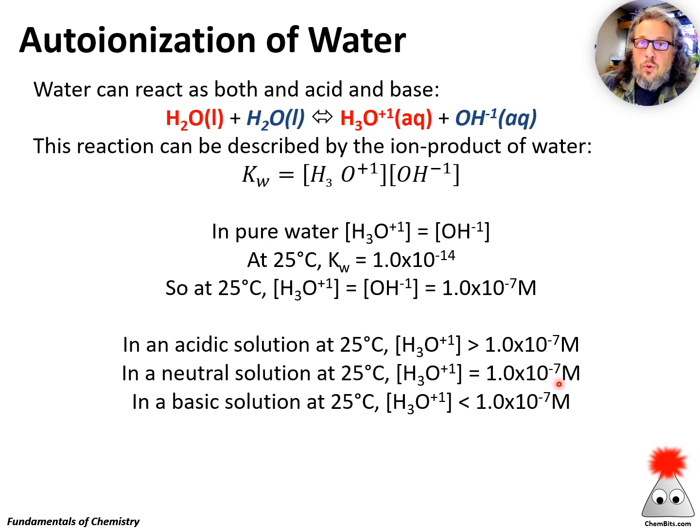If we're more acidic than that, if we're in an acidic solution, that acidic solution will have more H3O+. This is the acid of the pair, right? So if H3O+ concentration is greater than 10 to the minus 7th, then we would call that an acidic solution. If it's less than 10 to the minus 7th, we would call that a basic solution.